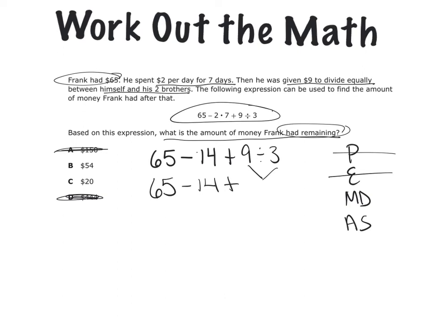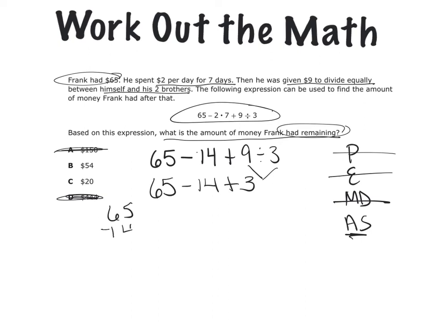Notice I am not touching any adding or subtracting yet because we are not there. 9 divided by 3 is 3. Okay, now we're done with multiplication and division. Now we can do adding and subtracting. Remember, adding doesn't come first. It's left to right. So we're going to subtract first.